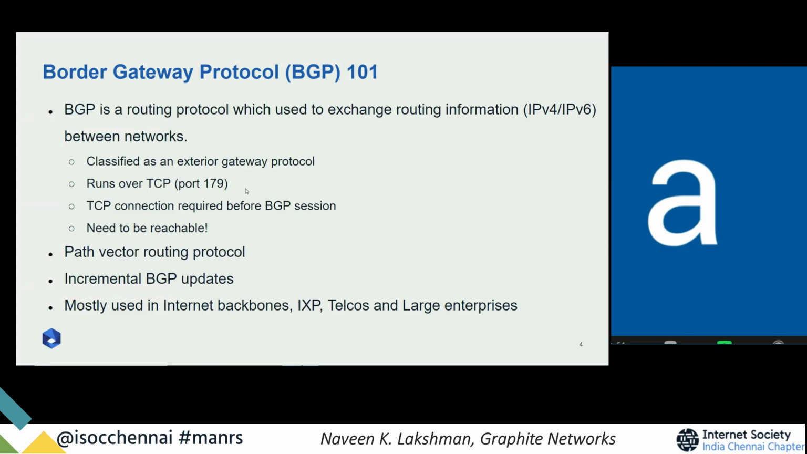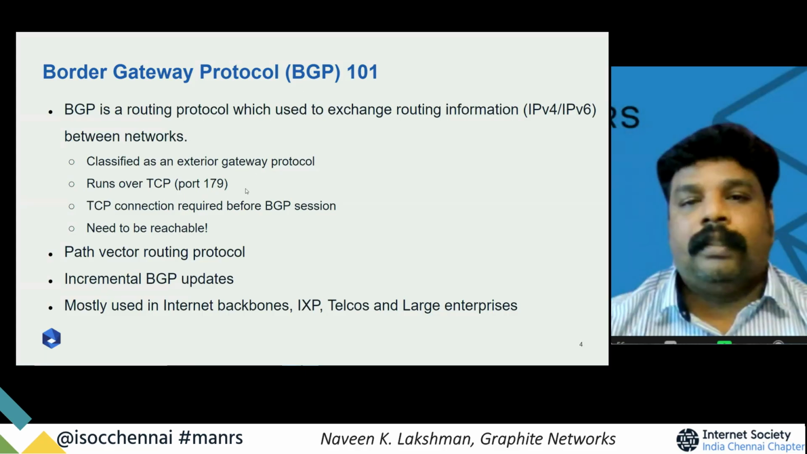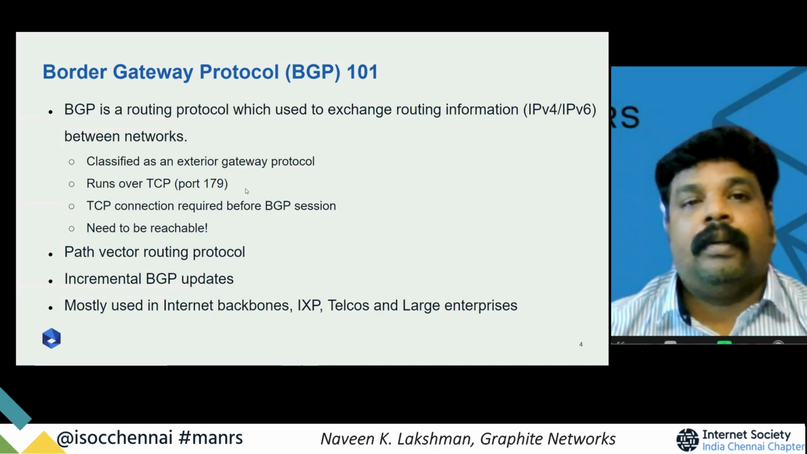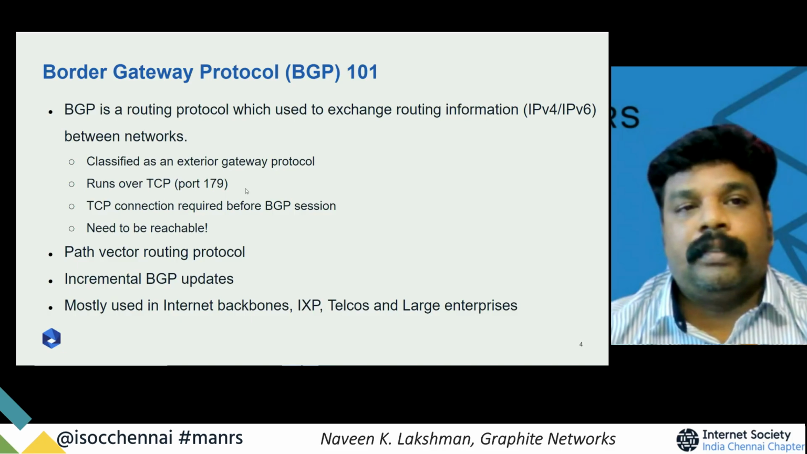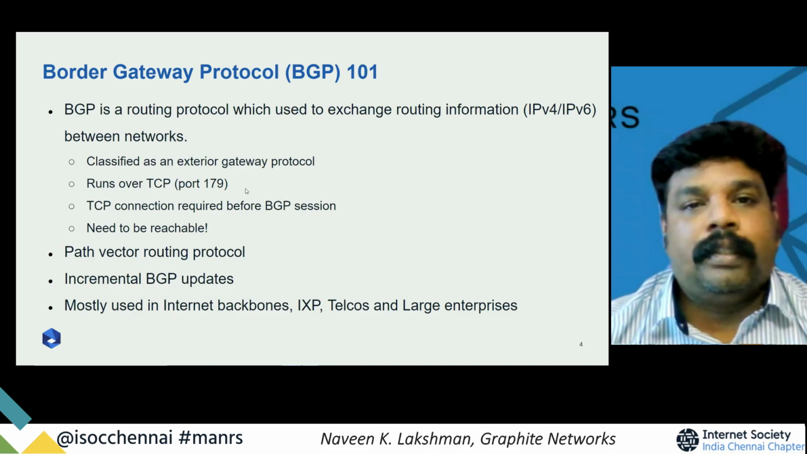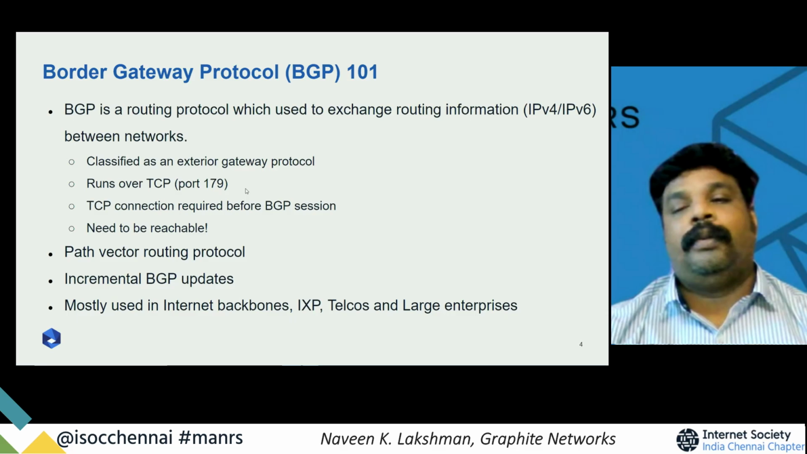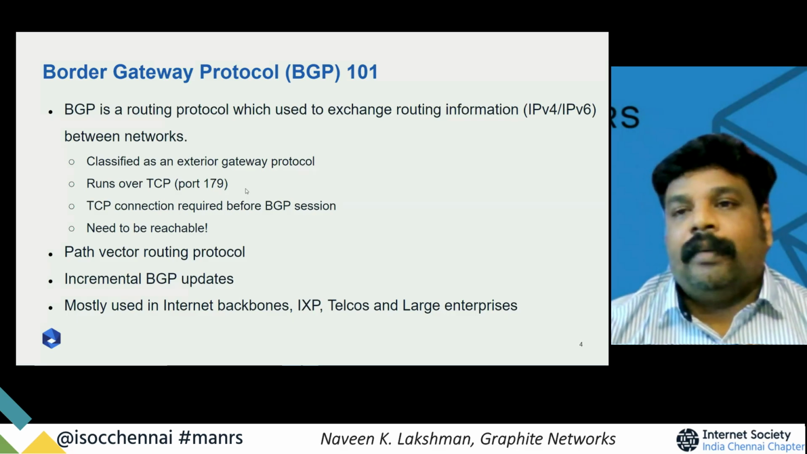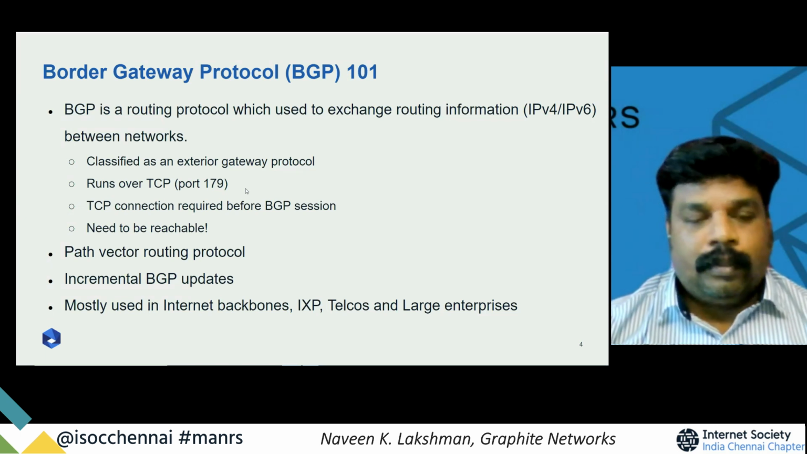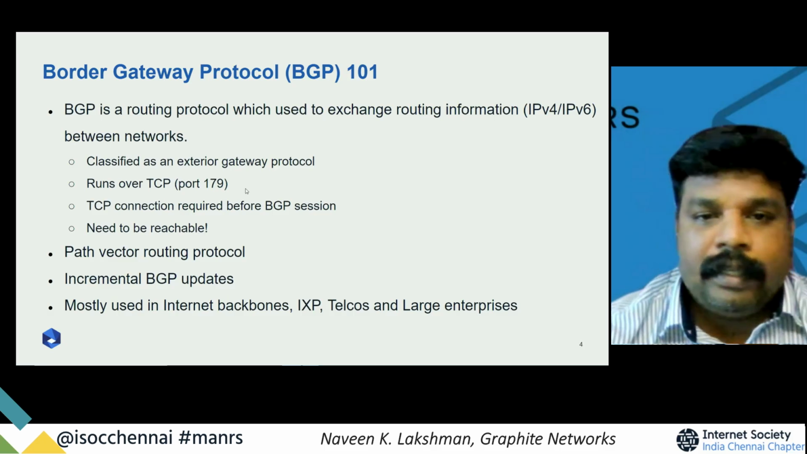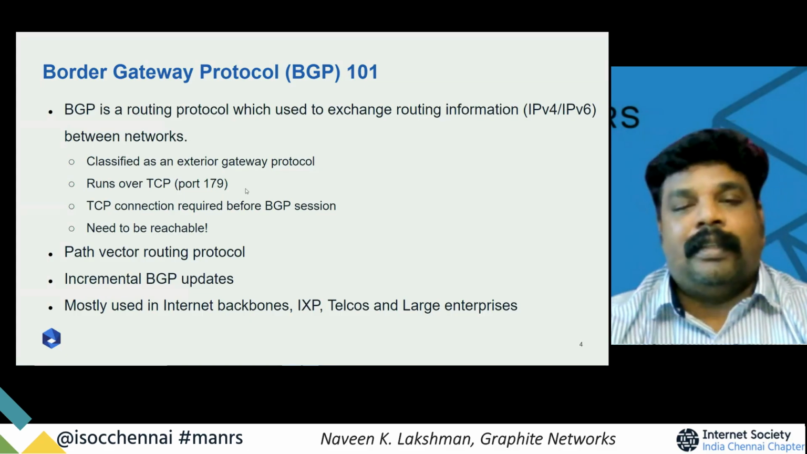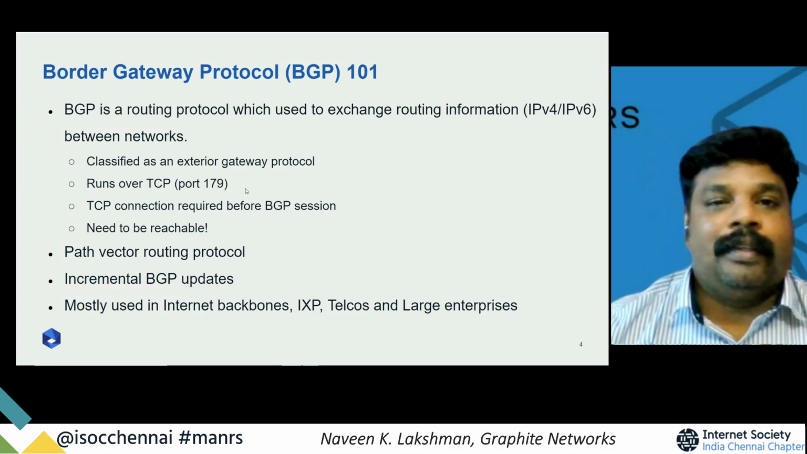Okay, fine. So BGP is the only protocol that is used in the internet. As of now, there are around 71,000 BGP AS numbers, operators interconnected using a protocol called BGP. This is the protocol used for exchanging routing information, IPv4 and IPv6, between networks. It is classified as an exterior gateway protocol. I was expecting an audience with some background on routing protocols.